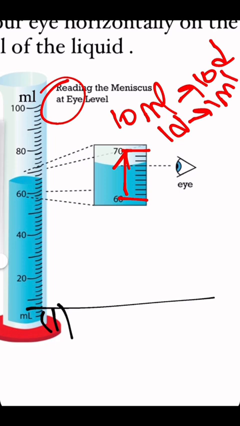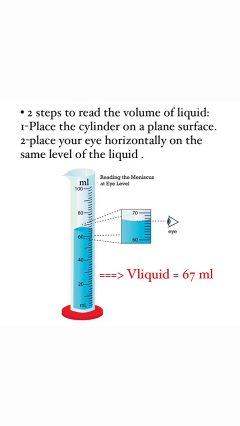Now what we have to do is count the number of digits to reach the surface of this liquid, and we found out that there are 7 digits. So the volume of the liquid contained in this graduated cylinder is equal to 67 milliliters.